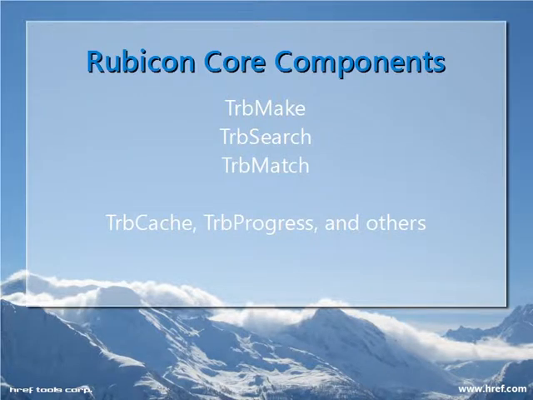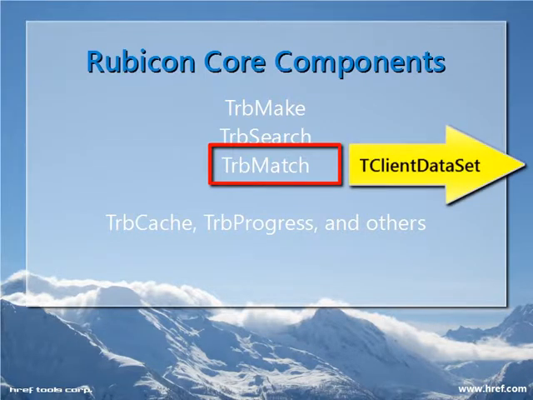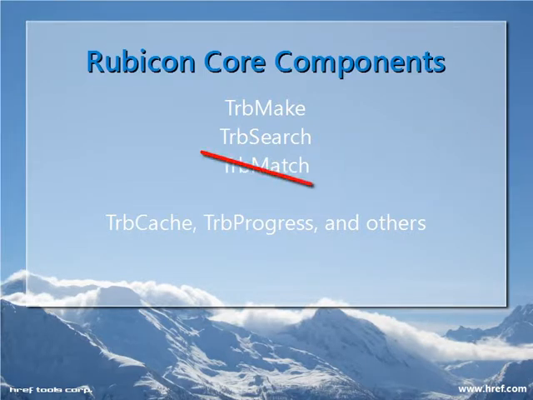To build your own projects with Rubicon, you work with at least 2 core components. You use a make component to initially build your keyword index. You use a search component to find the primary keys for a search condition, and you optionally use a match component to connect those unique keys to a TClientDataSet containing data from your text. In some use cases, such as a web application, you might work with the array of primary keys directly without involving TClientDataSet at all.